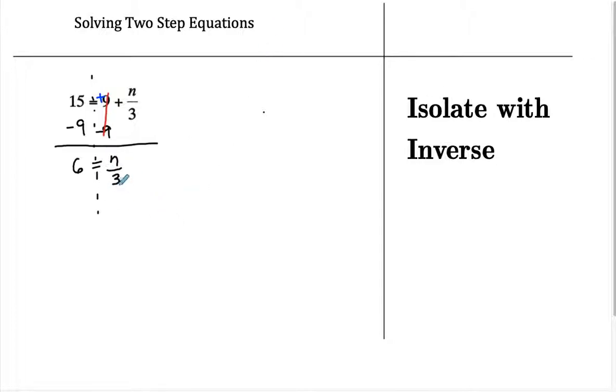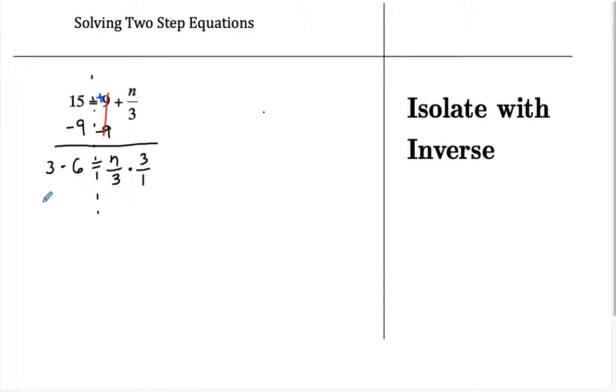So now I need to undo dividing, and the inverse of division will be multiplication. So I'm going to multiply this side by 3. Because this looks like a fraction, I like to write the multiplication in a fraction form as well, just to make it a little bit easier to see. So this was being divided by 3, so I'm multiplying by 3, which I'm just going to write as 3 over 1. Because I multiplied this side of the equation by 3, I have to also multiply this side of the equation by 3.